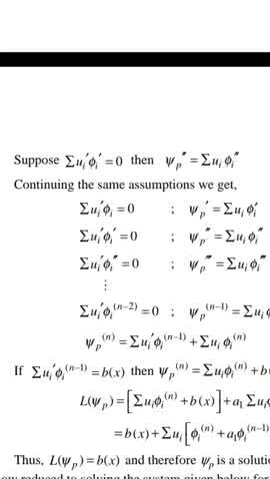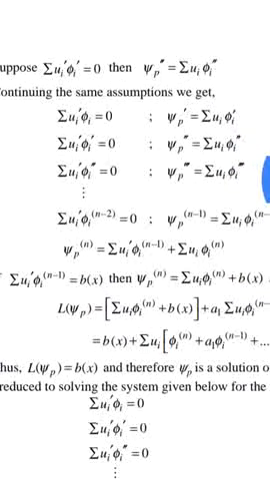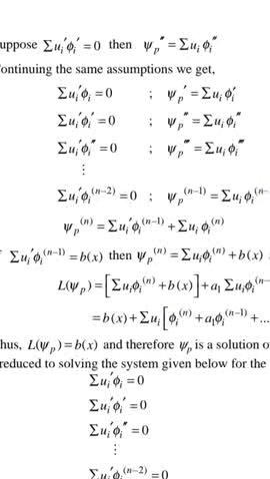That is, summation of ui' phi' is equal to 0. This implies that psi_p'' is equal to summation of ui phi''. Summation of ui' phi'' is equal to 0. This implies that psi_p''' is equal to summation of ui phi''', and so on.